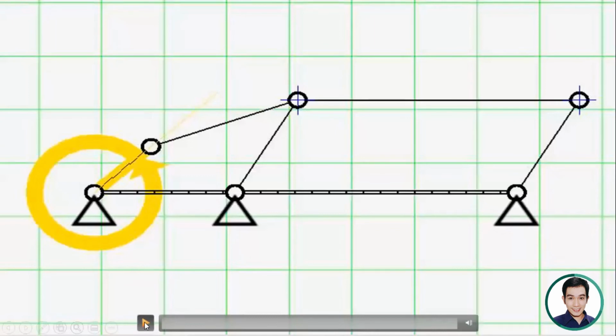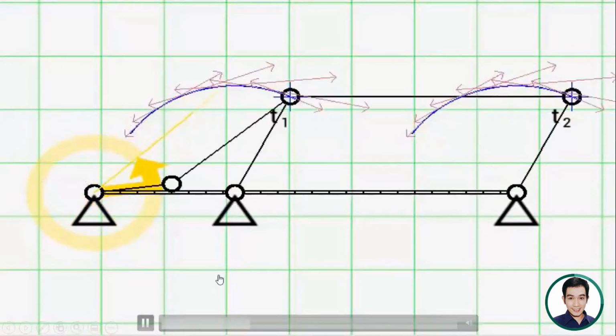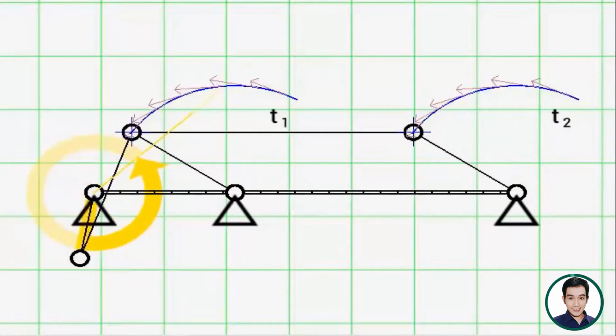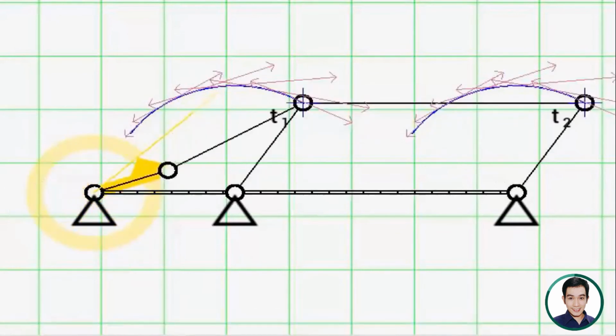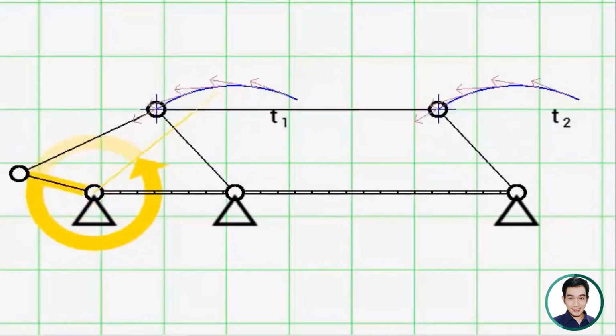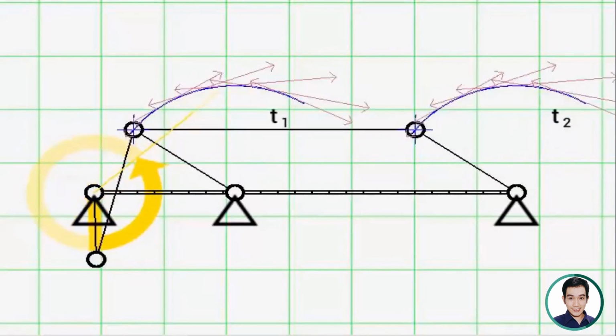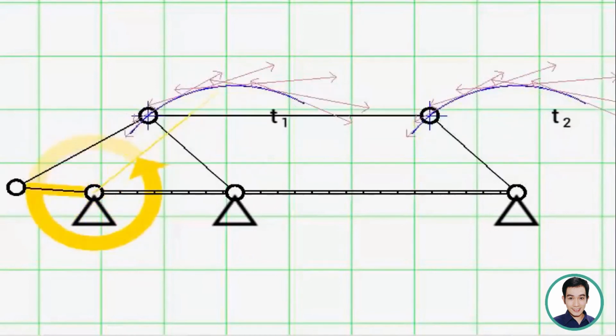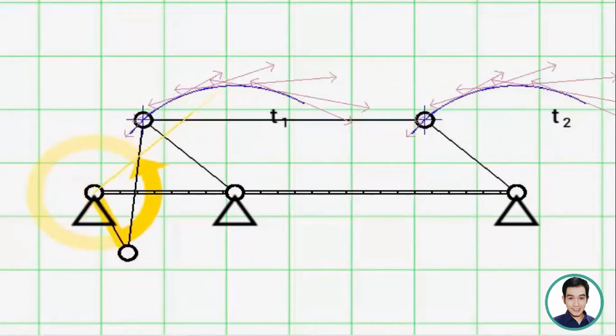So I hope that the next time you check your car's windshield wiper mechanism, you will remember this lesson in Grashof, as well as motion and machinery.